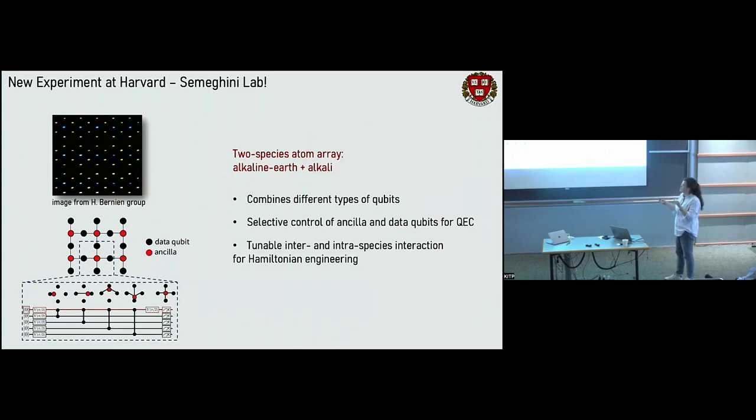Finally, let me, in 5 seconds, mention that there's also going to be a new atom array experiment at Harvard in my own group starting in July. And the idea would be there to have a 2-species atom array combining alkali and alkaline earth atoms. As you heard yesterday from Manuel, this can give access to some interesting new tools with alkali atoms, so that you could have different types of qubits that you can take advantage of in mixed architectures. You can have selective control of ancilla and data qubits. And then you also have some new tools for quantum simulation of many-body Hamiltonians.